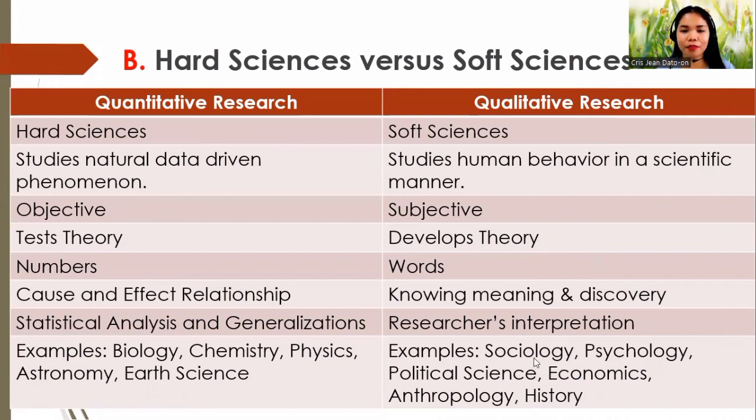Okay? So as you can see, in these fields of discipline in qualitative research, it really discovers the meaning behind a person's behavior, or the meaning underlying the behavior of a certain person. Okay, whereas in quantitative research, it's really more data oriented. So we have biology, physics, things like that. It's really quanti in nature.